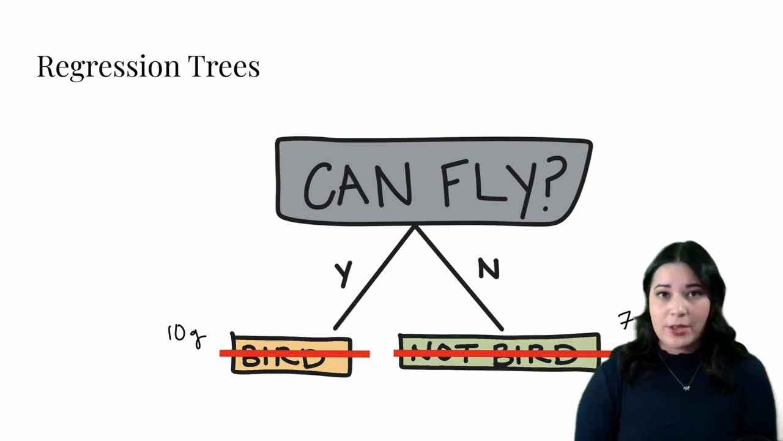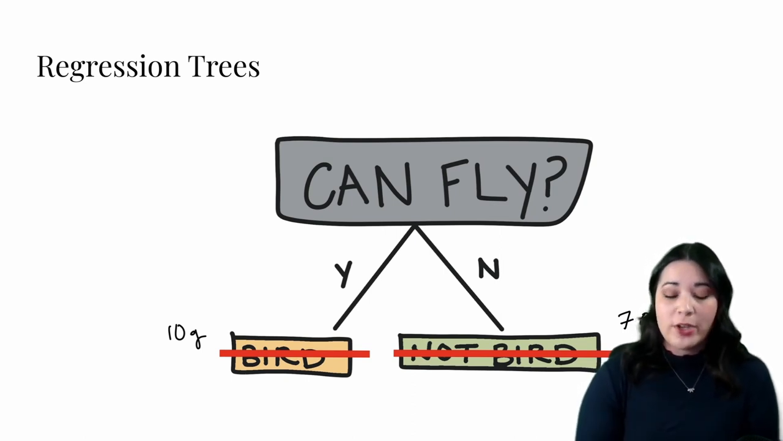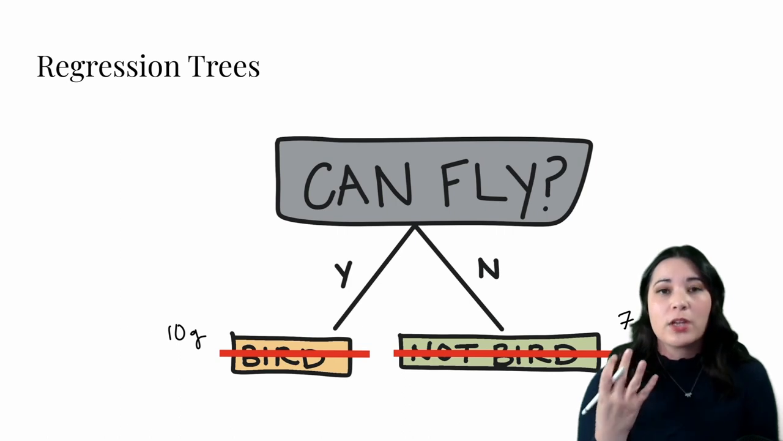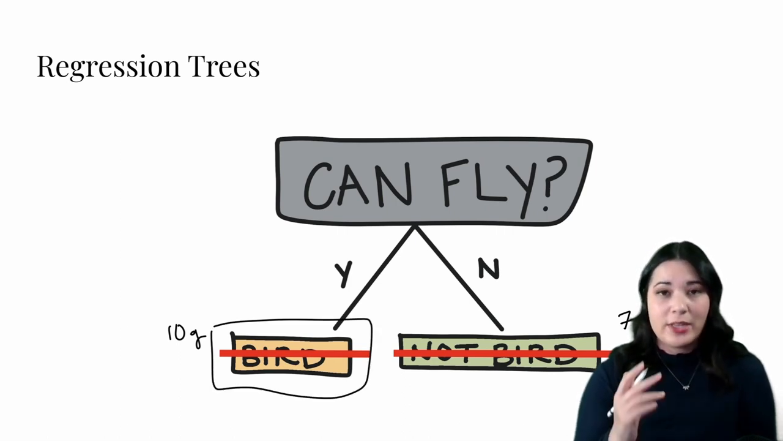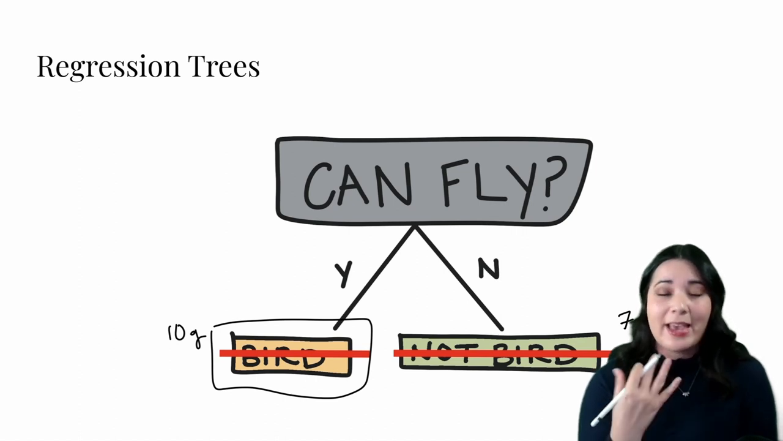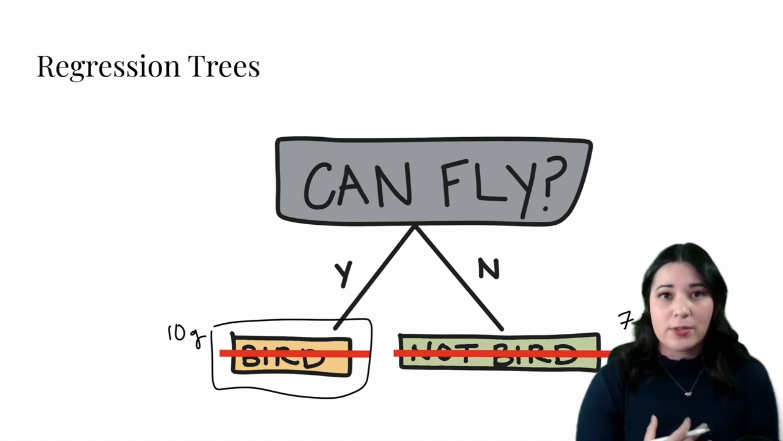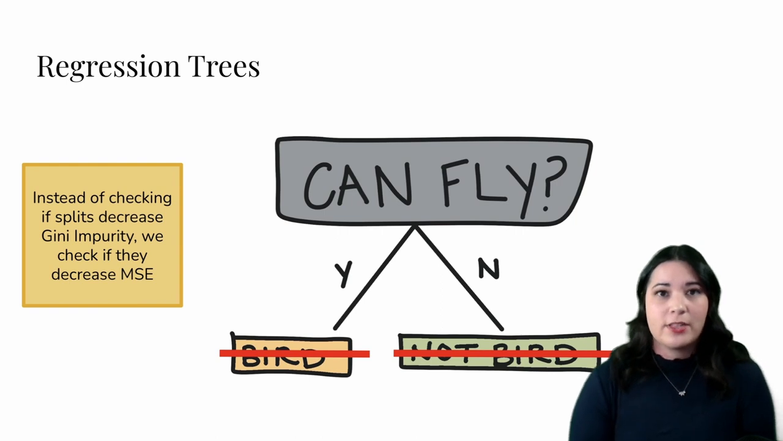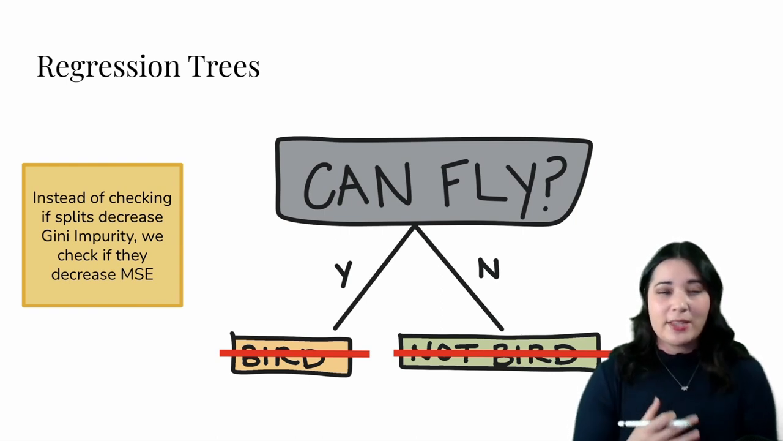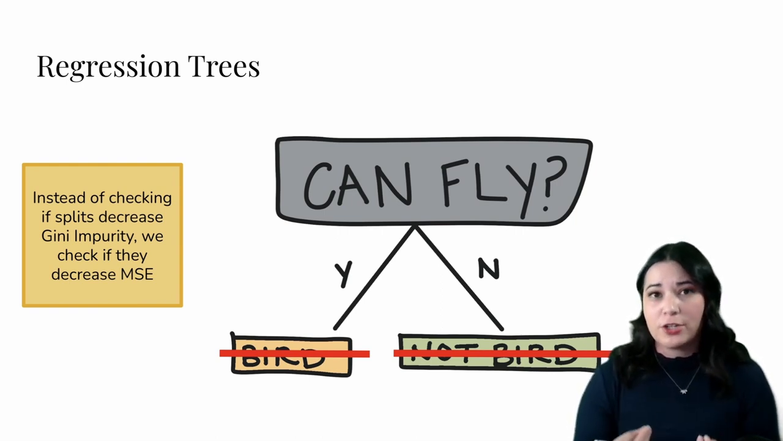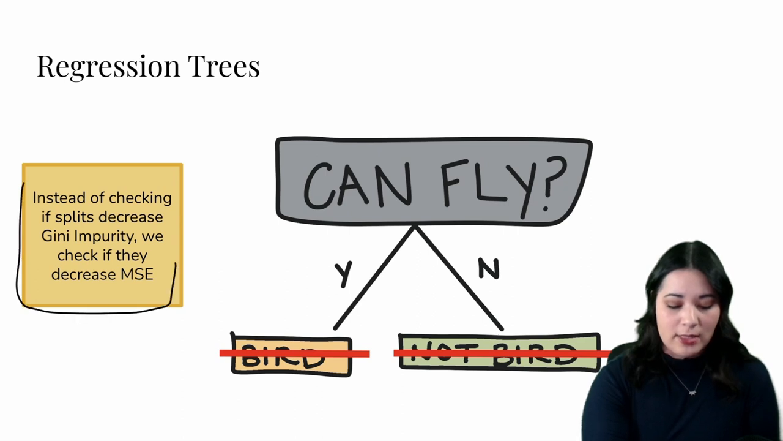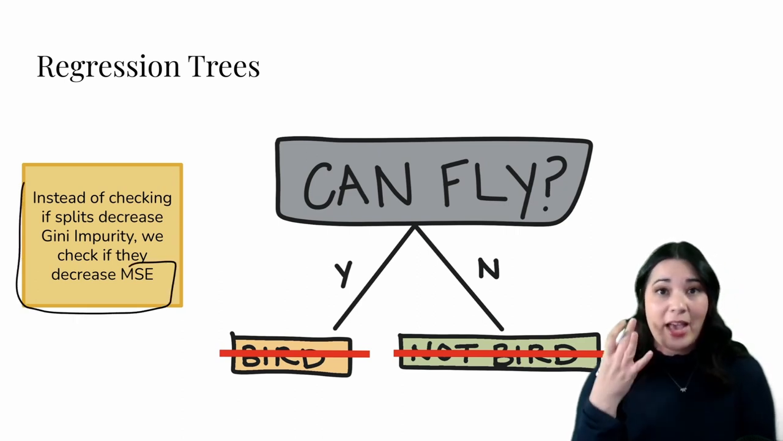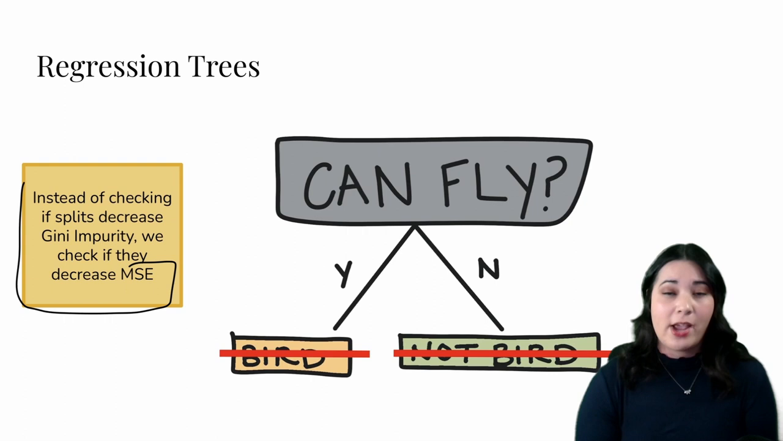In a decision tree, when we make a prediction, we are taking the mode or the most common category in our leaf nodes. But for a regression tree, we instead take the mean or the average of all of the values in our node. Another quick difference is that we still add splits based on which splits improve our predictions the most. But instead of measuring that with things like Gini impurity and entropy, we measure that using things like the mean squared error. Thus, we add splits that reduce our mean squared error the most.